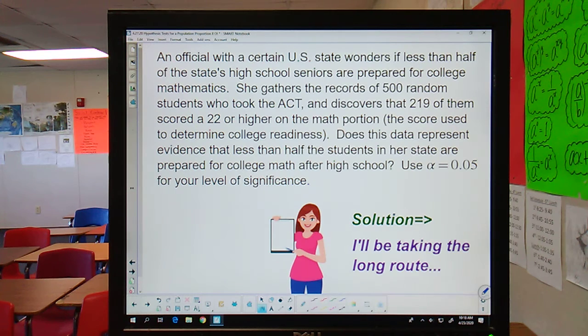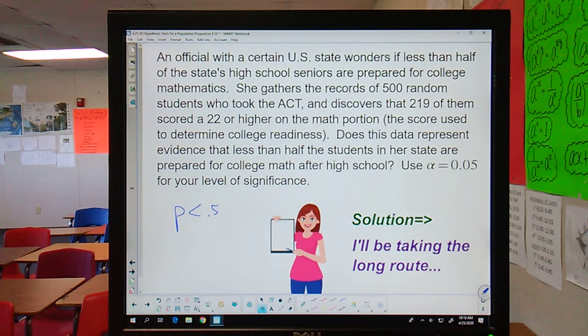An official with a certain U.S. state wonders if less than half of the state's high school seniors are prepared for college mathematics. She wants to know if less than half of them. So she wants her P to be less than 0.5. Less than half. She wants to know if less than half of the state's seniors are. Okay. She gathers the records of 500 random students who took the ACT.